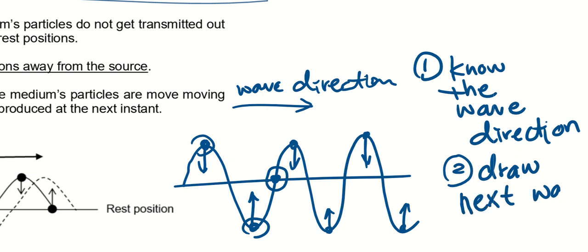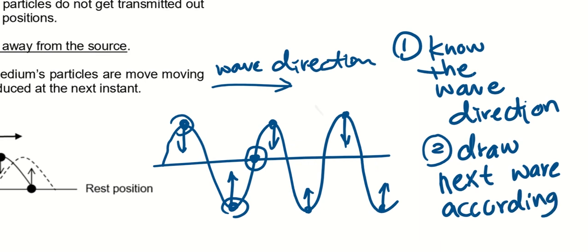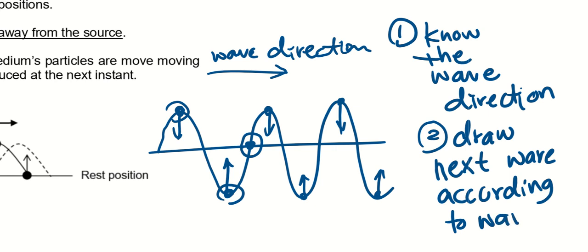So if you know that the wave direction is going to the right, the next step is to draw the next wave according to the wave direction. How do I draw the next wave? You must copy this down. So draw the next wave according to the wave direction. Is the wave going to the left or right? To the right. So I'm going to draw the next wave using another color.